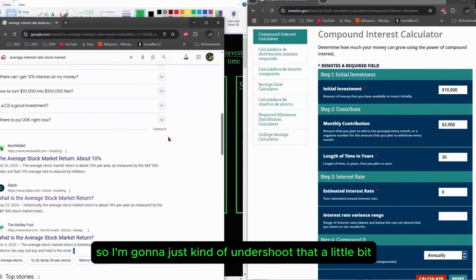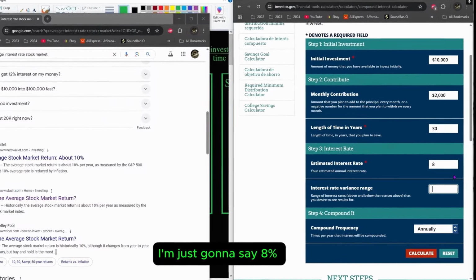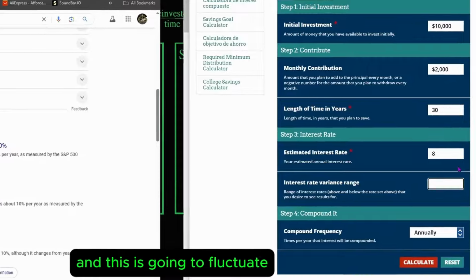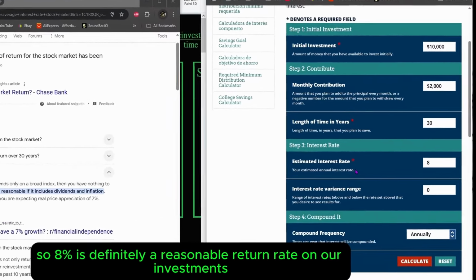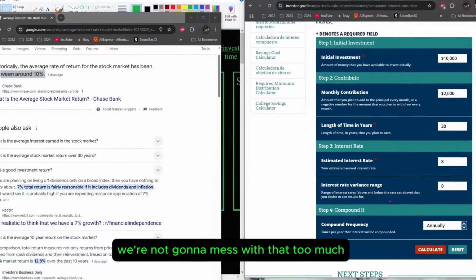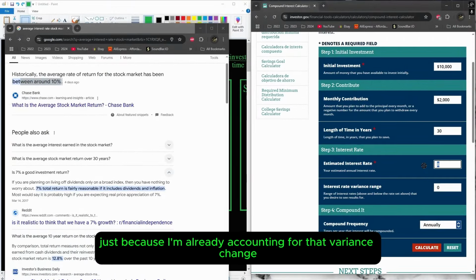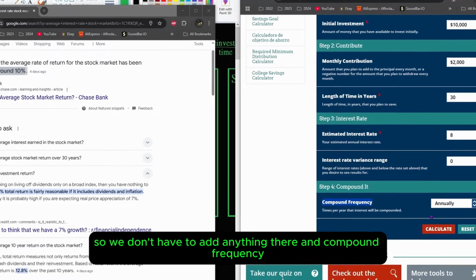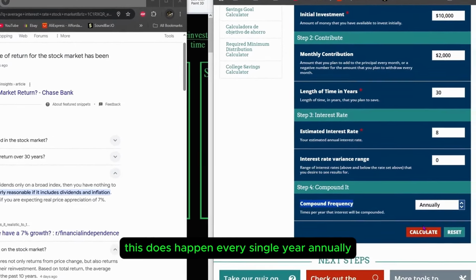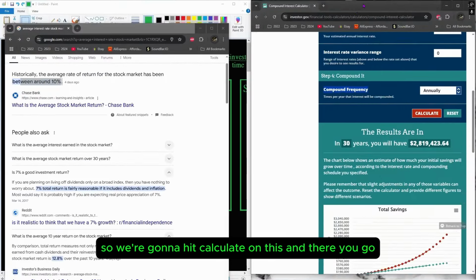So I'm going to just kind of undershoot that a little bit. I'm just going to say 8%, and this is going to fluctuate. So 8% is definitely a reasonable return rate on our investment. Interest rate variance change, we're not going to mess with that too much just because I'm already accounting for that variance change. So we don't have to add anything there. And compound frequency, this does happen every single year annually. So we're going to hit calculate on this. And there you go.